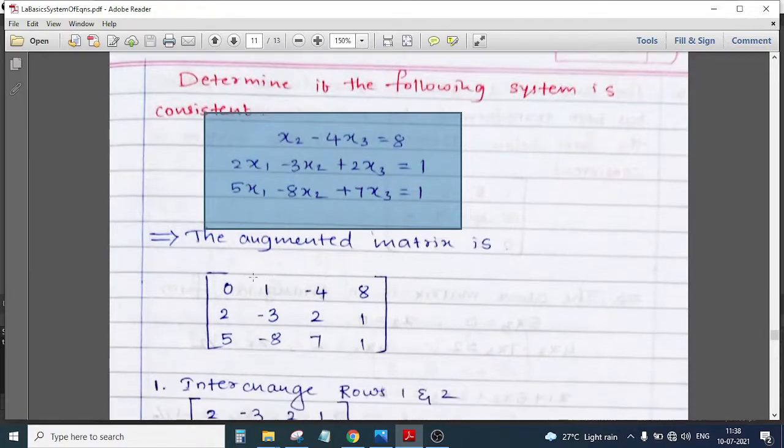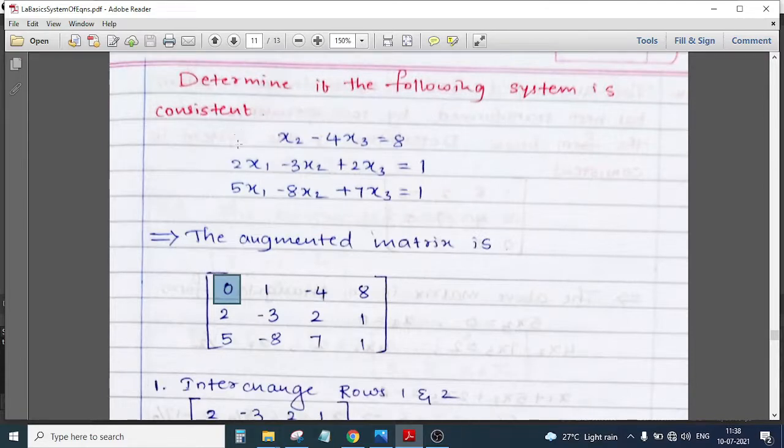First, let us write the augmented matrix. You already know what an augmented matrix is. It is a matrix which consists of both coefficients as well as constants. Okay. So we have just written the above equations in the form of the matrix. You can see here the first coefficient in the first equation is 0. There is no x1. So therefore 0, 1 and minus 4. Here we have 8 at the constant side. Next equation we have 2, minus 3 and 2, 1.